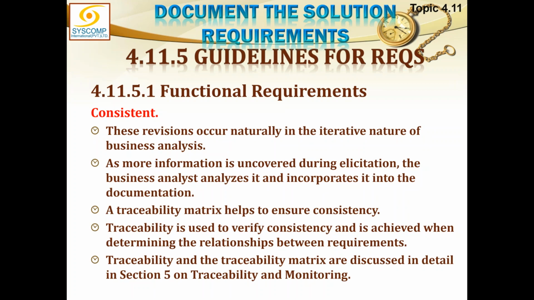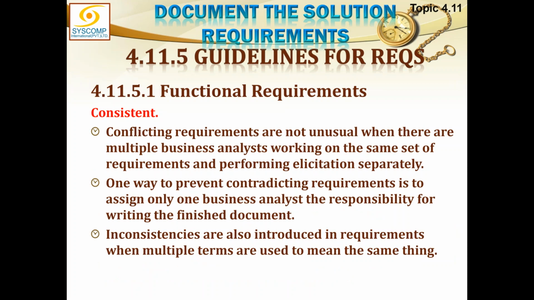The traceability matrix helps to ensure consistency. Traceability is used to verify consistency and is achieved when determining the relationship between requirements. Traceability and the traceability matrix are discussed later in section 5. So, in the topic when we'll be talking about traceability and monitoring, we do not discuss it any further. Conflicting requirements are not unusual. When there are multiple business analysts working on the same set of requirements and performing elicitation separately, one way to prevent contradictory requirements is to assign only one business analyst the responsibility for writing the finished document. So there will be no conflict.